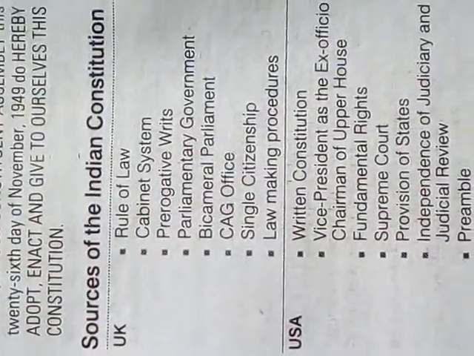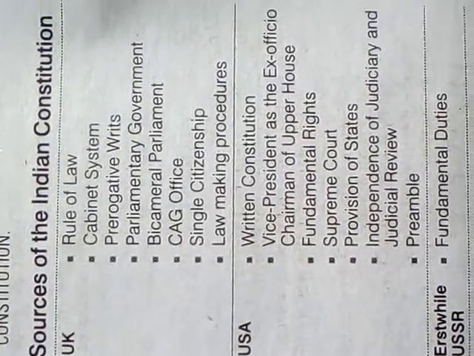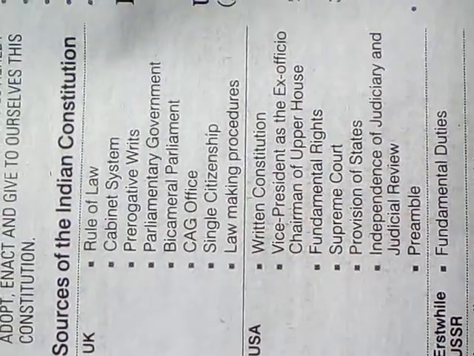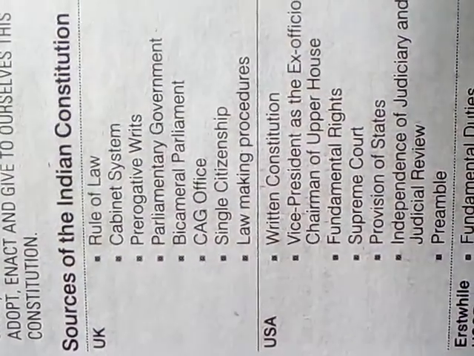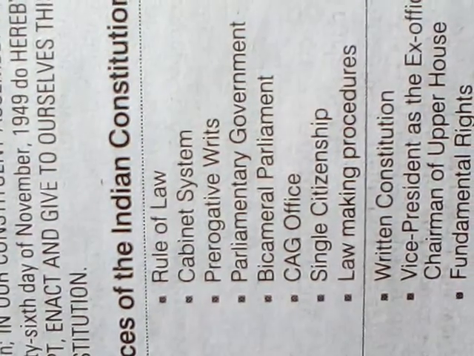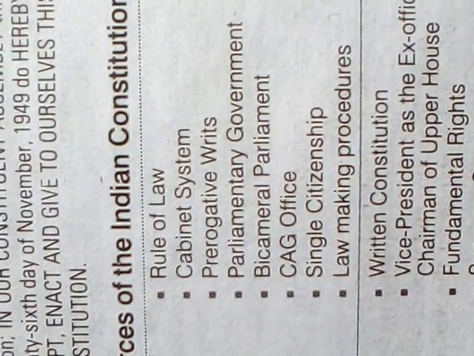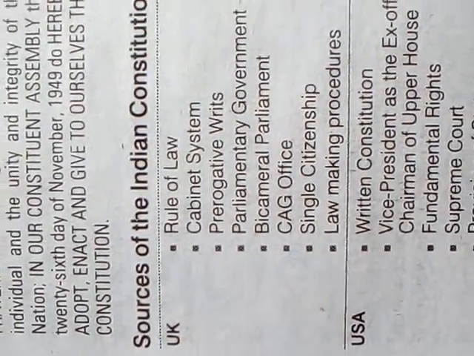Now, sources of the Indian Constitution. United Kingdom: we borrowed rule of law, cabinet system, prerogative rights, parliamentary government, bicameral parliament, CAG office, single citizenship, and lawmaking procedures. These are borrowed from the UK.